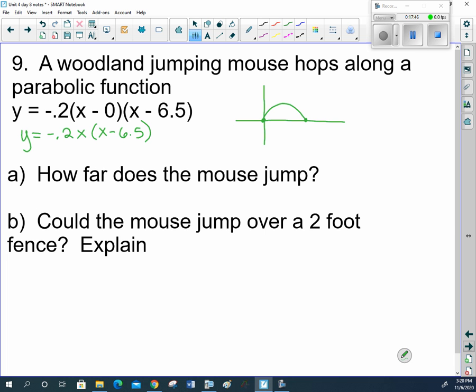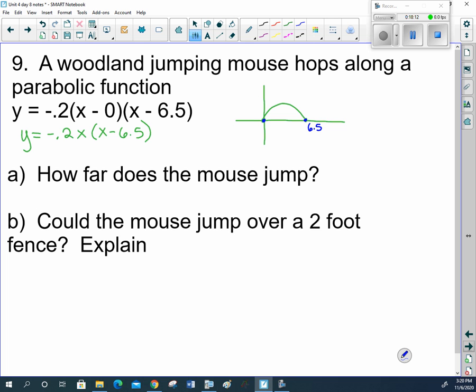We're going to try to figure out how far the mouse jumps, and could the mouse jump over a 2-foot fence? And then we have to explain why. We have to prove mathematically our answer, yes or no. We can't just say yes or no. We've got to prove it. All right, so if these are our x-intercepts, then this one right here would be the 0, and this one right here would be 6.5.